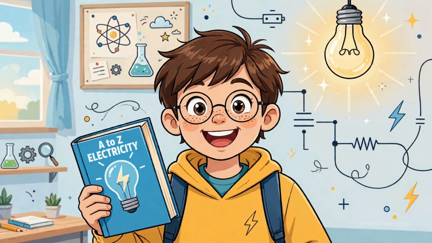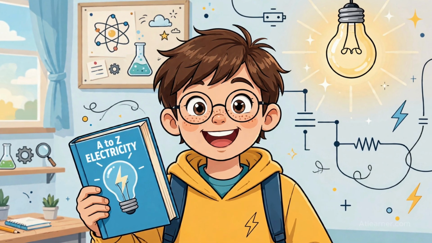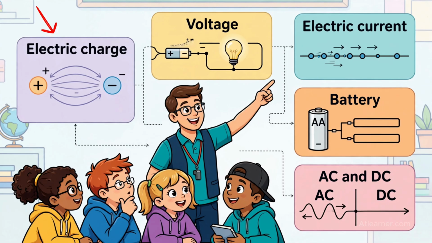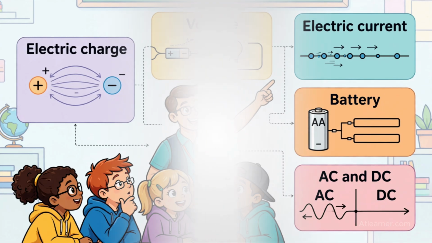In this video, we will understand the A to Z of electricity. We will learn about electric charge, electric current, voltage, batteries, and different types of current, like AC and DC, and so on. So, without wasting time, let's start.